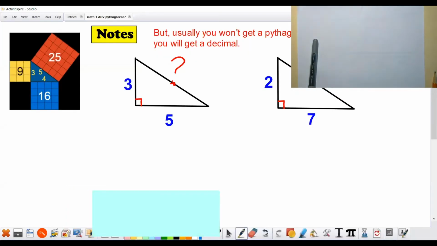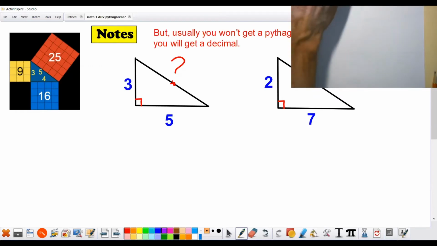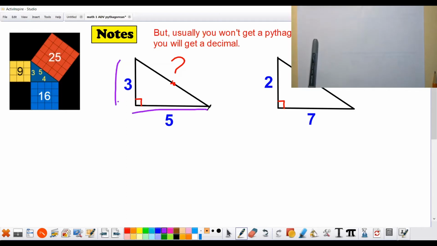Okay, so here's a problem. We've got this little right triangle, and this side's 3, and this side's 5. What if you were here, and you were trying to walk up this ramp? Try to draw a person here. I can't.